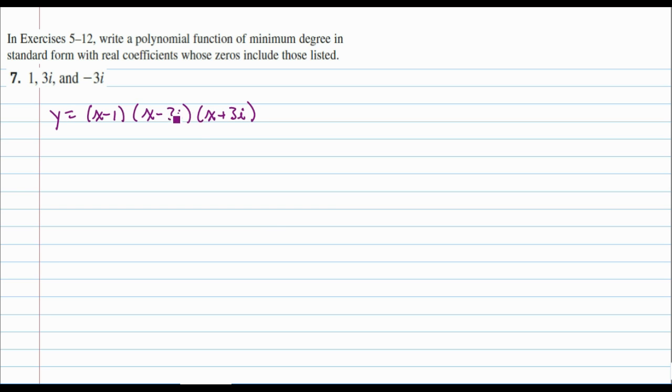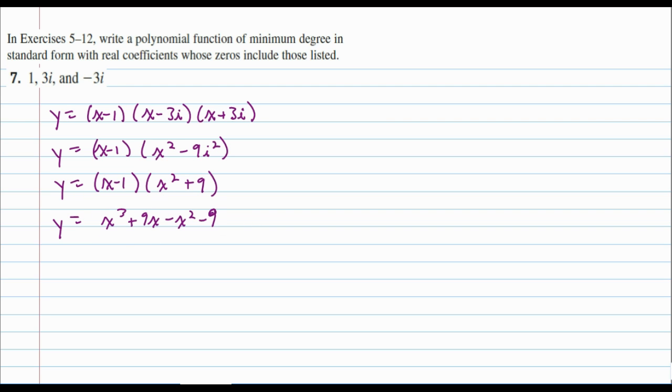So I've got to put this in standard form. I'm going to multiply the i terms together first. When I multiply the i terms together, I got x squared minus 9i squared, and then changed the i squared to a negative 1, which made it x squared plus 9. Now I can FOIL out this last step.